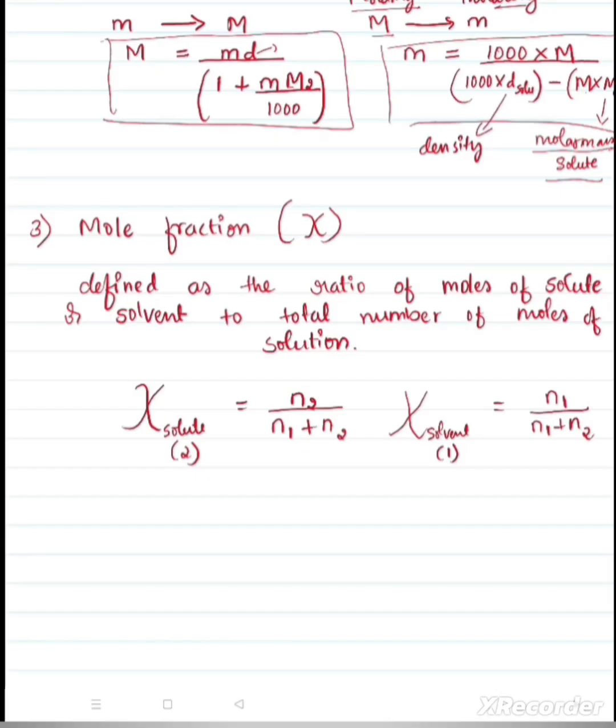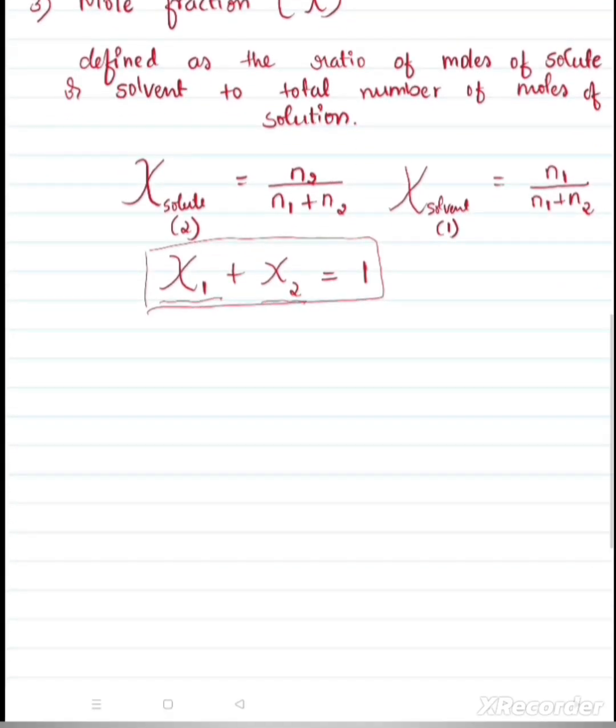Then remember, the sum of the mole fractions of all the components, like the mole fraction of one component plus the mole fraction of another component, is always equal to 1. Sometimes they will give the mole fraction of one component and ask you to find the mole fraction of another component. Remember, the sum of mole fractions of all the components is equal to 1. Then this one is unitless. There is no unit for this.